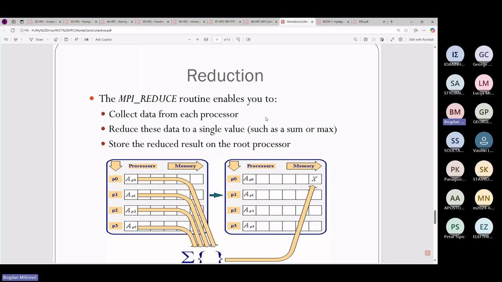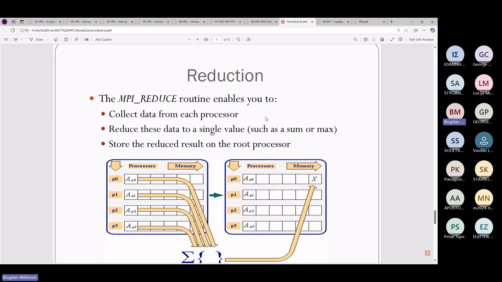Then we perform broadcast. Then we have MPI reduce. And this reduce is used when we have partial results, which we had before. We had partial results in our first assignment where we did the summation. We had the partial results in our Monte Carlo program for calculating the pi value. And from those partial results, we want to somehow aggregate them to reduce them to a single value.